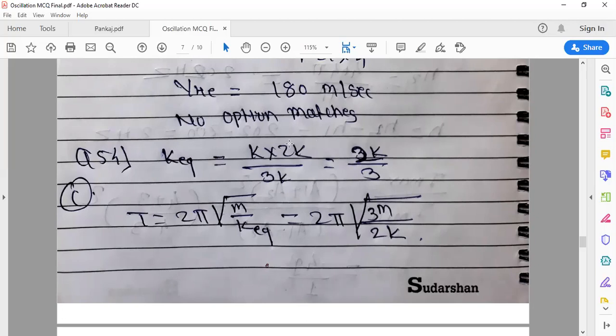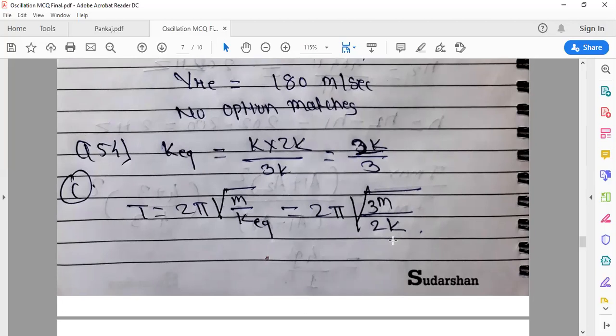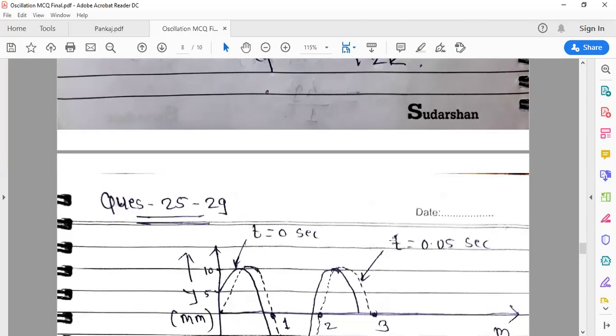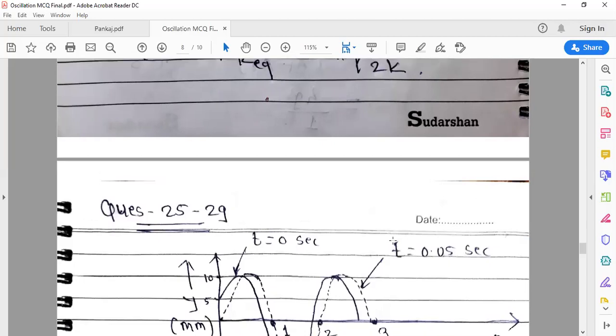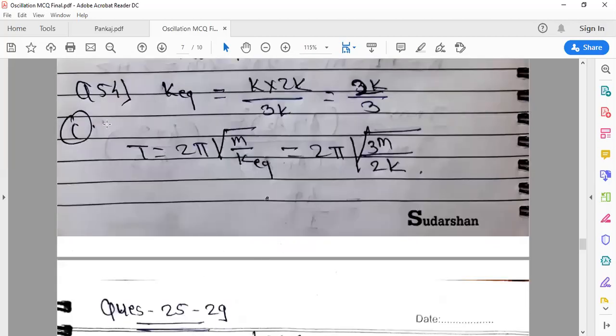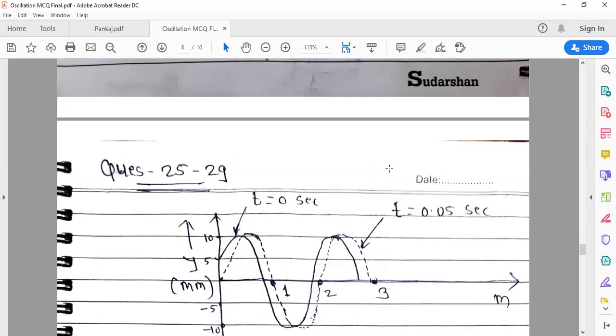Initially the force constant for the parallel combination is 2K. Then K equivalent for the whole system, in series combination, is K into 2K upon 3K. So it is 2K upon 3. Put the value of K equivalent in this equation, we get the time period, and the correct option for question number 54 is option C, 2 pi under root 3M upon 2K.